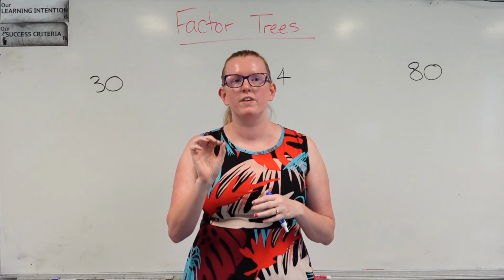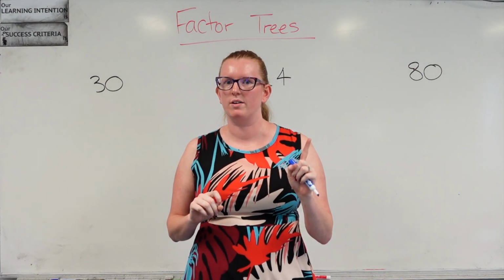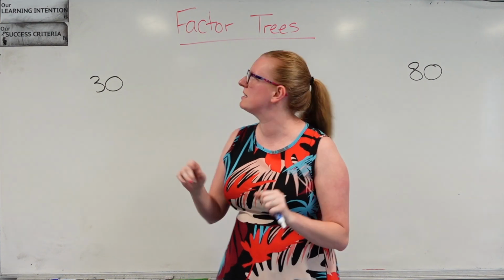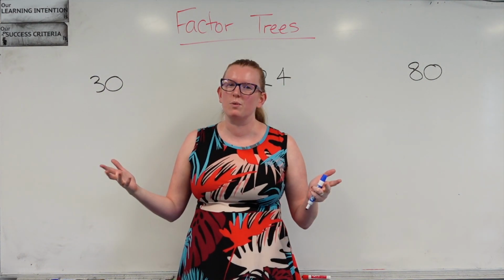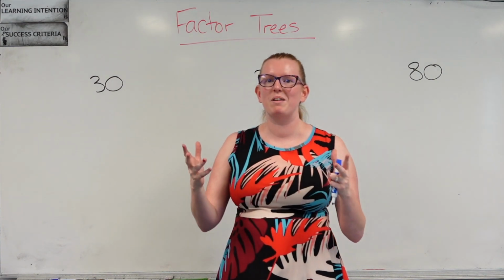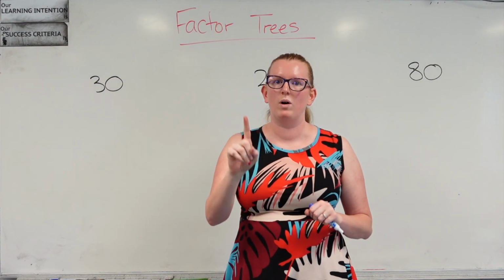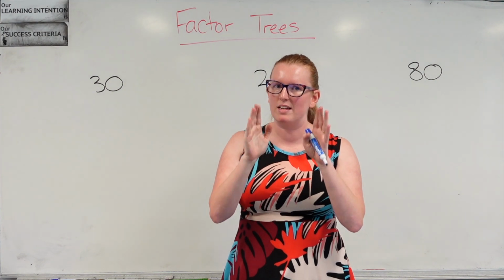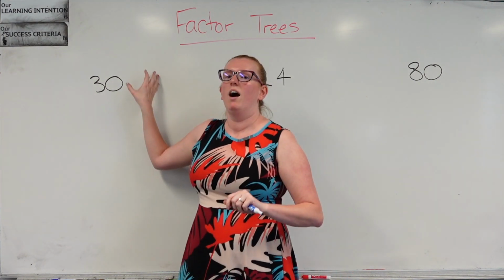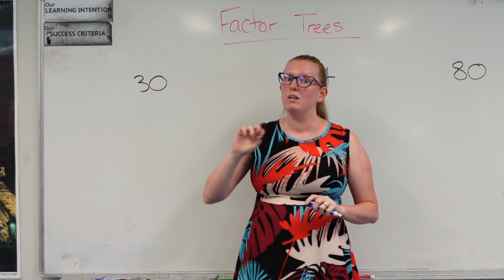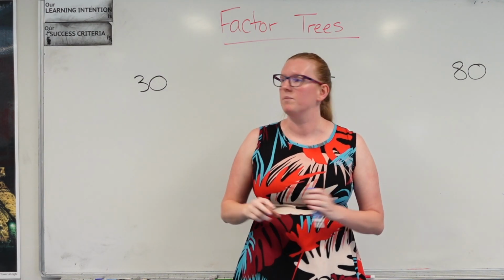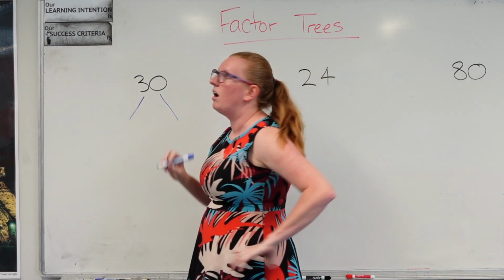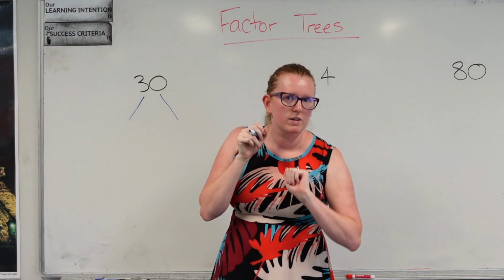Now, when we do factor trees, we don't include the number 1, because that's a bit pointless. If I was to go 1 times 30, I'm still stuck with the number 30. So when I'm creating my factor tree, I'm not including 1 times that particular number. Just keep that in mind. So I want to find what two numbers multiply together to give me 30. I could go 1 and 30, but I don't want to include 1.